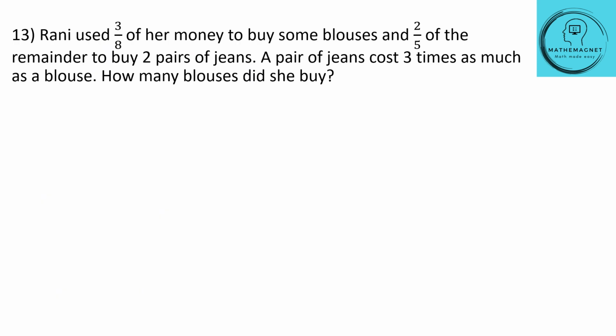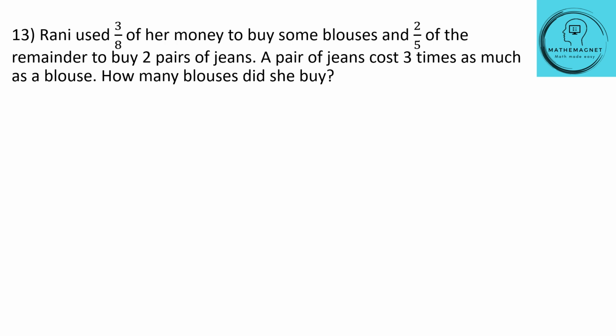Let's look at the last question, 13. Rani used 3 by 8 of her money to buy some blouses and 2 by 5 of the remainder to buy 2 pairs of jeans. A pair of jeans costs 3 times as much as a blouse. How many blouses did she buy?